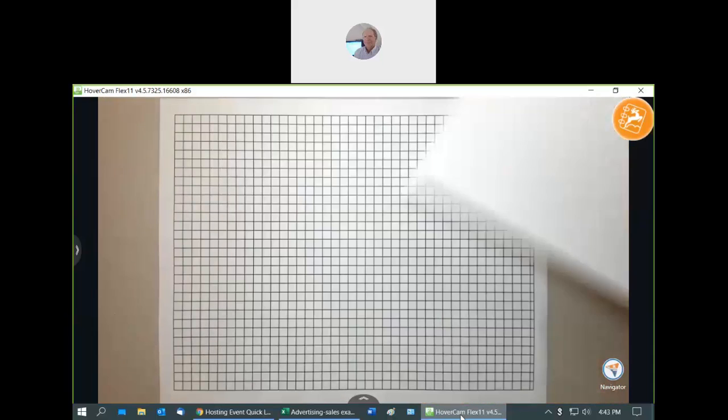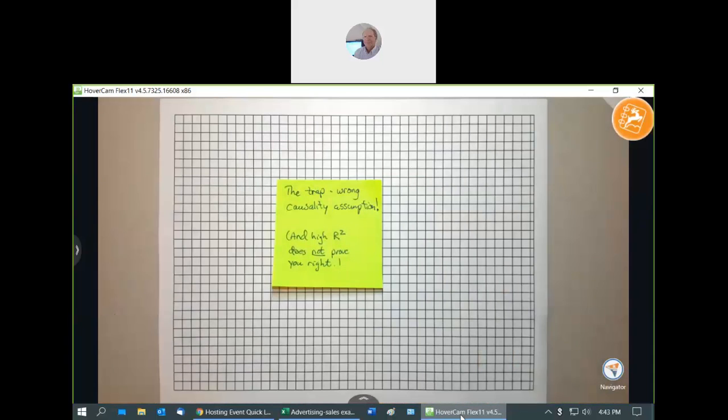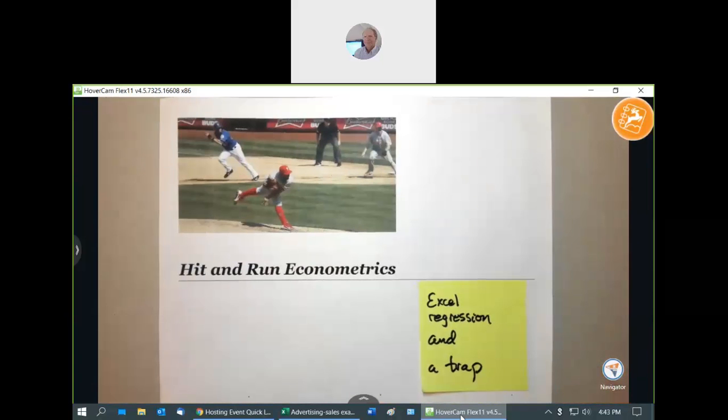What is the trap that our young student fell into? The trap is the wrong causality assumption. And I will just point out here that a high R-squared does not prove you right. It just shows a very good fit of the data with the wrong causality assumption. And that is the hit and run on Excel regression and a trap.